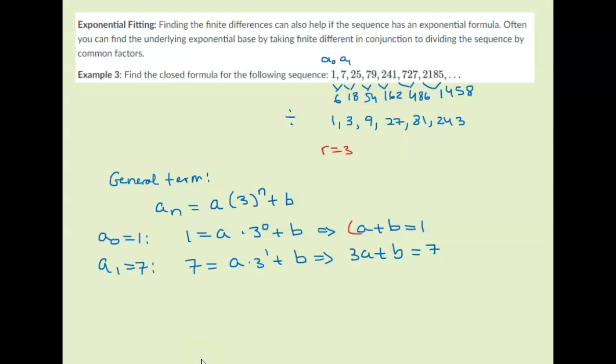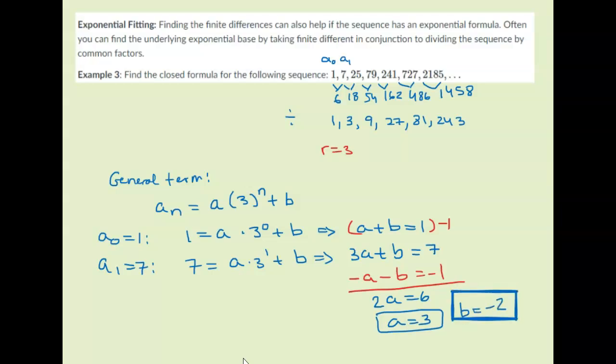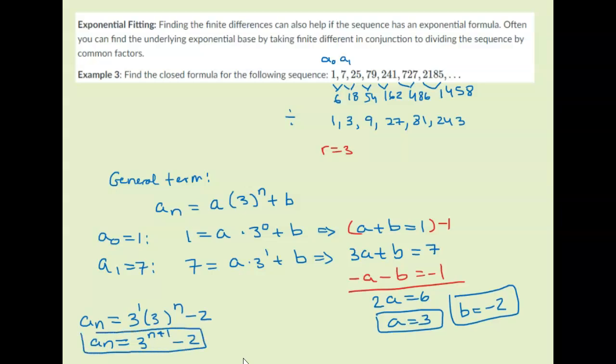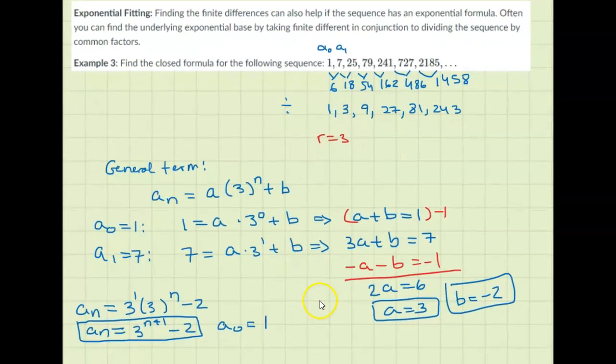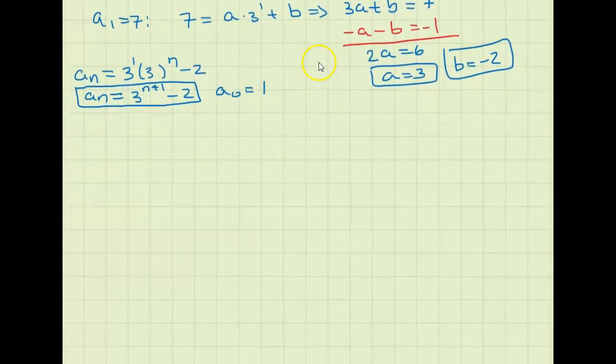Okay, now we solve the system. Multiply this by -1. Negative a minus b equals -1. And we get 2a equals 6, a equals 3. And then b is going to have to equal -2, right? In order to make that equal to 1. Good, so now we plug it into there. We have an equals 3 times 3 to the n minus 2. We can combine these to give me an equals 3 to the n plus 1 minus 2. Alright, and we start with a0. a0 equals 1. Alright, that's my first term in there. Alright, cool. So you can see how finite differences also is helpful for exponentials. Alright, let's do another one.